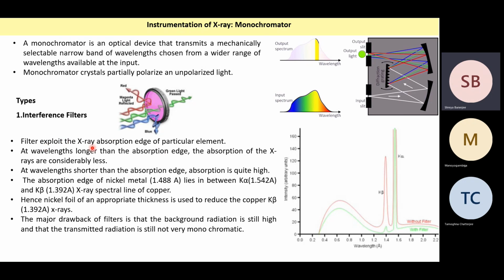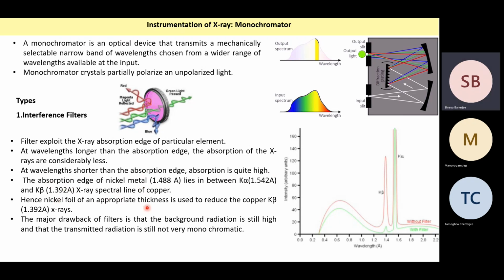So filters exploit the X-ray absorption edge of a particular element. At wavelengths longer than the absorption edge, the absorption is less, and at shorter wavelengths, the absorption is high. So suppose you have nickel metal where the absorption edge lies between 1.54 and 1.39 angstrom. We learned about the K beta and K alpha radiation. From a copper anode, you will have both K alpha and K beta radiation of wavelength 1.54 and 1.39.